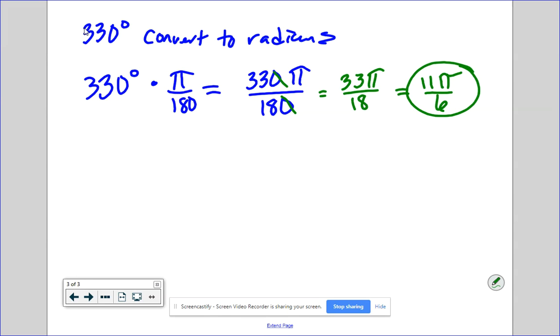Okay, so you can use a calculator to help simplify the fraction, but I do not want you to just plug the entire problem into the calculator and give me 5.76. That will be wrong. I want 11 pi over 6. Okay? I want exact answers.